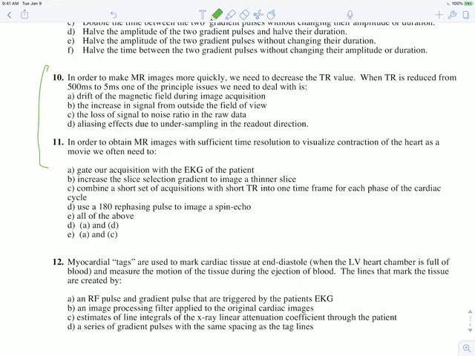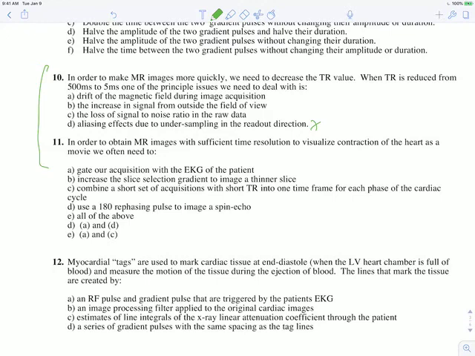In order to make MR images more quickly, we need to decrease the TR value. When TR is reduced from 500 milliseconds to 5 milliseconds, one of the principal issues we need to deal with is A, B, C, or D. Okay, so let's think about this. Is this going to affect my aliasing at all? No, right? It has nothing to do with how I'm covering k-space.